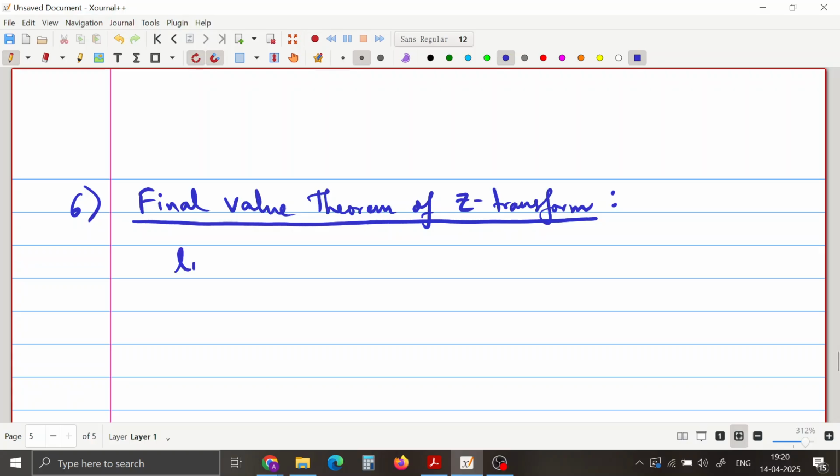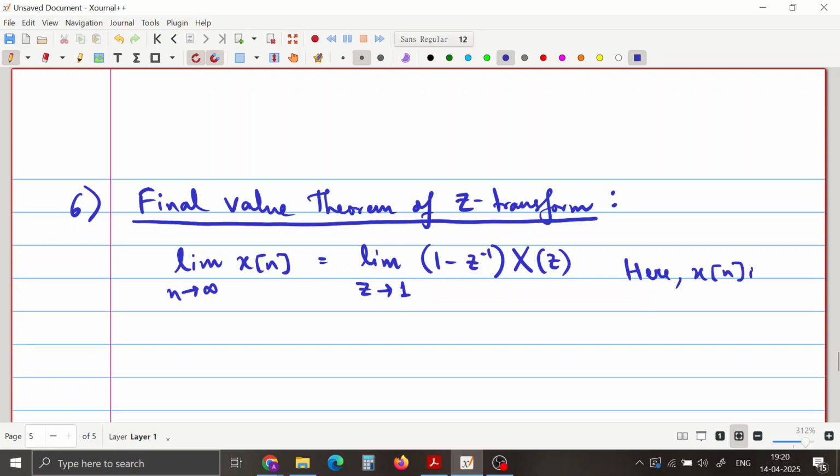So it states that the limit as n tends to infinity of x of n, which is basically your x of infinity, is given by the limit as z tends to 1 of (1 minus z inverse) times capital X of z. This is the final value theorem statement, and again here x of n is causal.